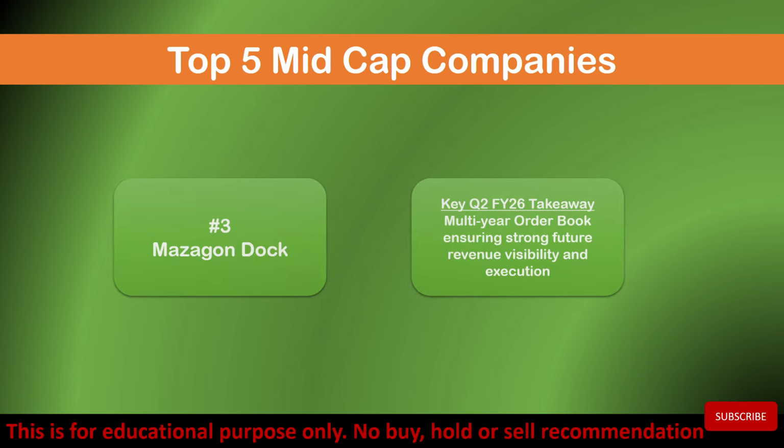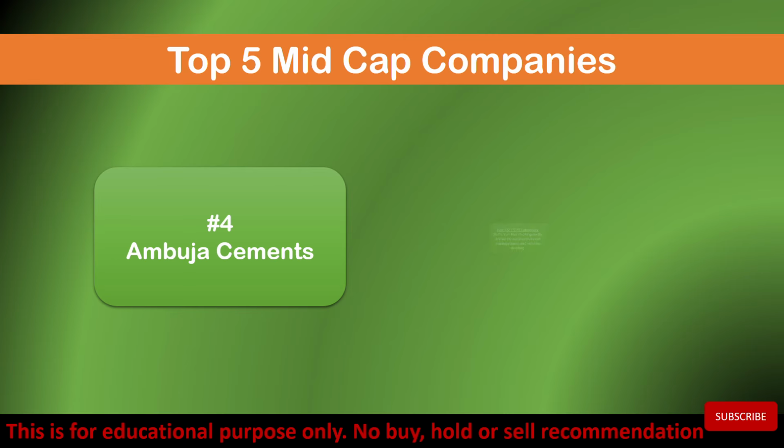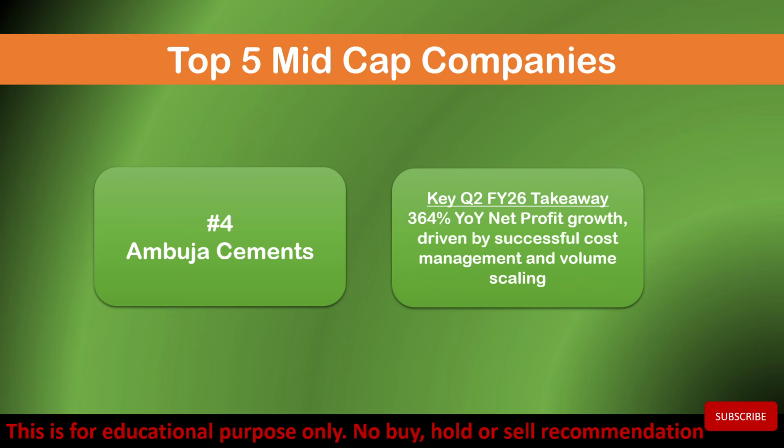So let's move on to the next one, which is Ambuja Cement. Now Ambuja Cement has come out with 364% year on year net profit growth, which is driven by successful cost management and volume scaling. So Ambuja Cement was a surprise, at least to me personally. I was not expecting a cement company, that too Ambuja Cement, to come up with such good numbers in its quarterly results. So kudos to them, very good numbers.